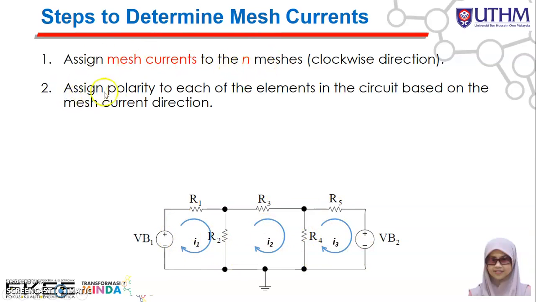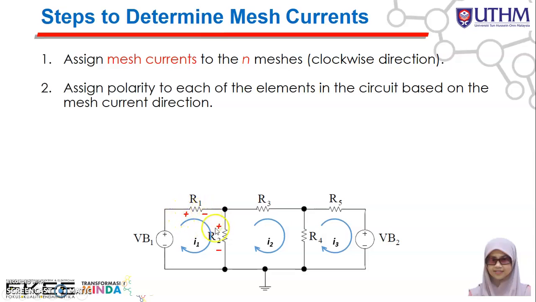After that, you need to assign the polarity to each of the elements in the circuit based on the mesh current direction. We need to assign the polarity for R1, R2, R3, and so on. For the first loop, since the current flows from this point to here, here, and here, based on the passive element convention, the current flows from the positive terminal to the negative terminal.